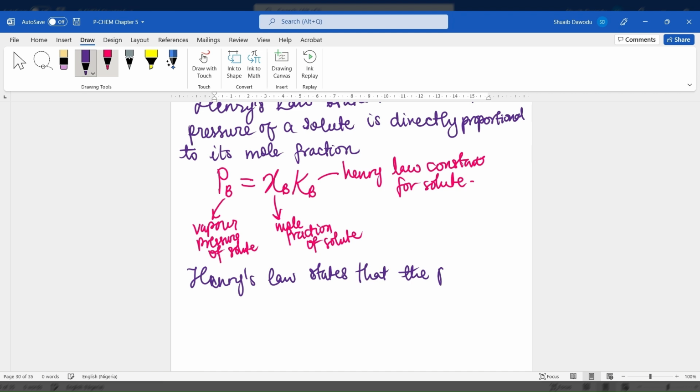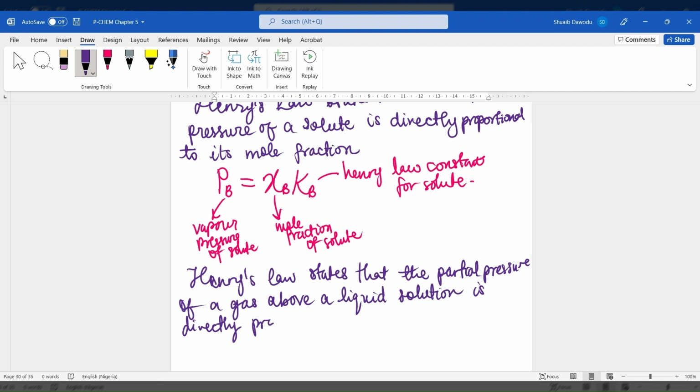Now, the second Henry's law states that the partial pressure of a gas above a liquid solution is directly proportional to the solubility of the gas. So they're telling us that Henry's law states that the partial pressure of a gas above a liquid solution is directly proportional to the solubility of the gas.